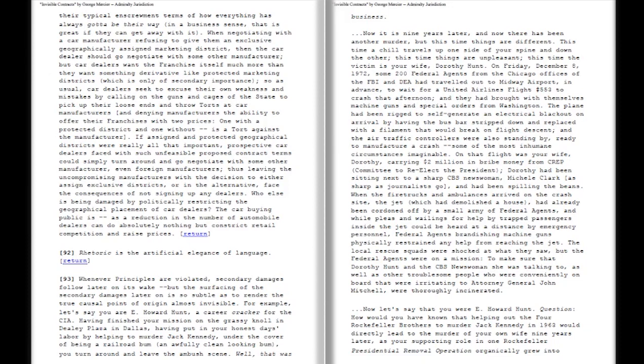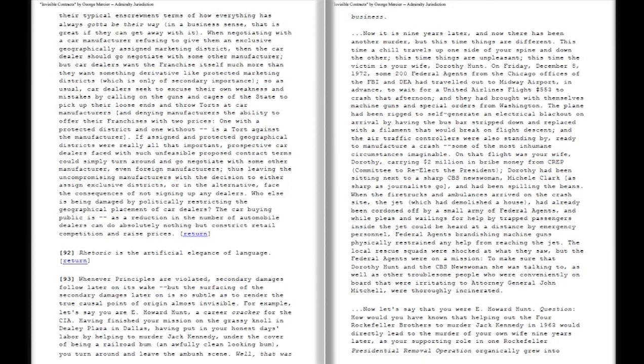On Friday, December 8, 1972, some 200 federal agents from the Chicago offices of the FBI and DIA had traveled out to Midway Airport, in advance, to wait for United Airlines flight number 553 to crash that afternoon, and they had brought with themselves machine guns and special orders from Washington. The plane had been rigged to self-generate an electrical blackout on arrival by having the bus bar stripped down and replaced with a filament that would break on flight descent, and the air traffic controllers were also standing by, ready to manufacture a crash in some of the most inhumane circumstances imaginable.